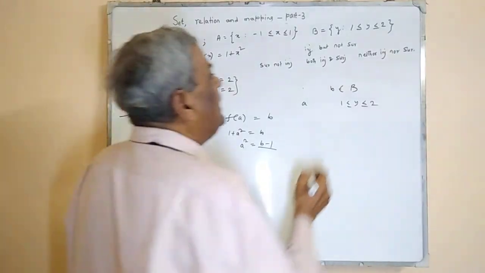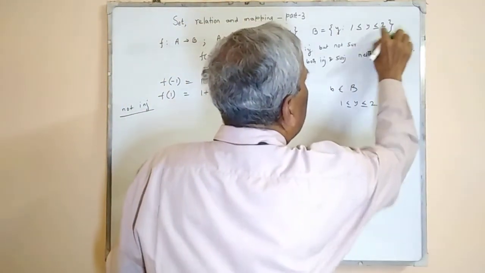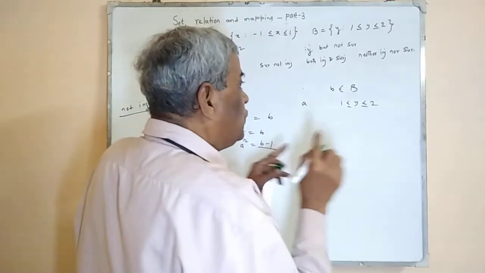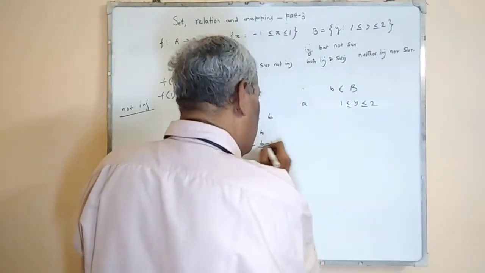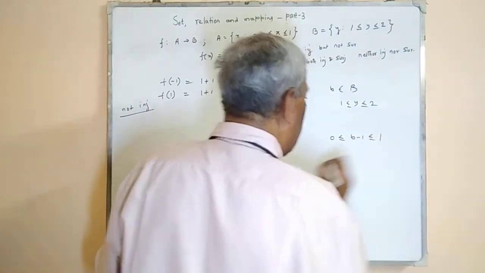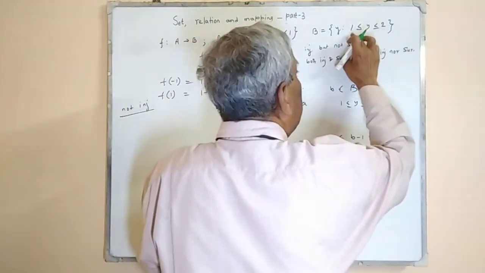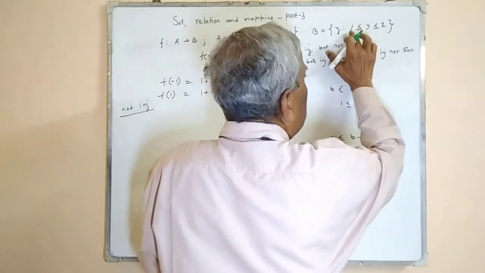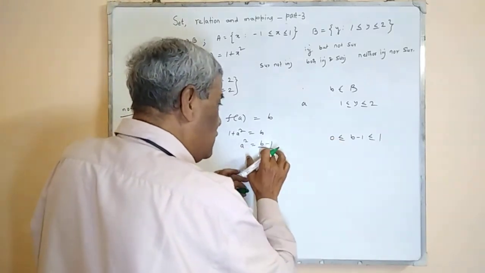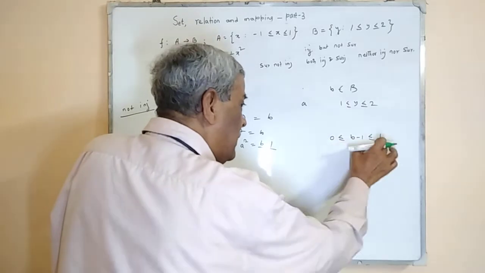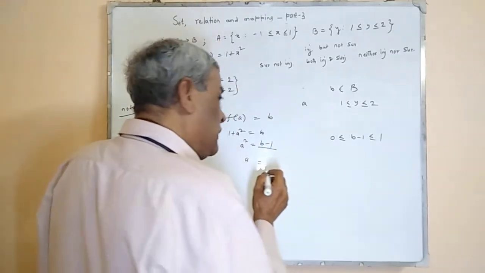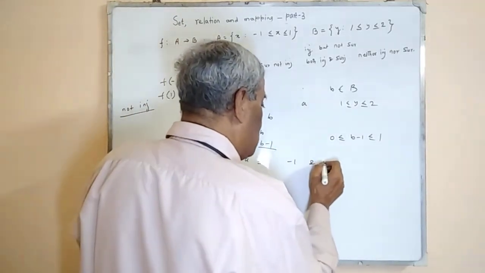Now b is a member of B, so b lies between 1 and 2. So b - 1 lies between 0 and 1. Why 0 to 1? b lies between 1 to 2, then b - 1 lies between 0 and 2 - 1, that is 1. So a² is equal to a number which is positive and lies between 0 and 1. So a must lie between minus 1 and plus 1.